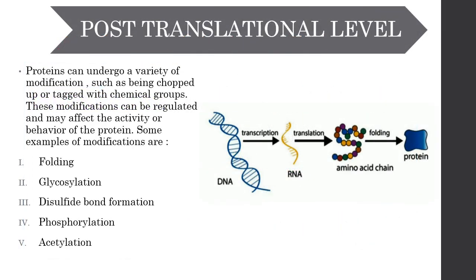Let's talk about the post-translational level. Proteins can undergo a variety of modifications, such as being chopped or tagged with chemical groups. These modifications can be regulated and can affect the activity or the behavior of the protein. Some examples of the modifications are folding, glycosylation, disulfide bond formation, phosphorylation, and acetylation.